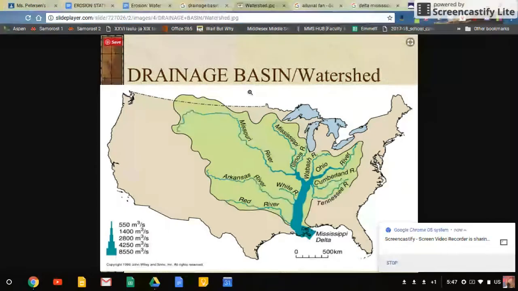The Mississippi has a huge drainage basin. It's this entire green area. Look at that, all the way up into Canada, way out west, and very far east as well. All this area, all the water runs into the Mississippi and down to the Gulf of Mexico.